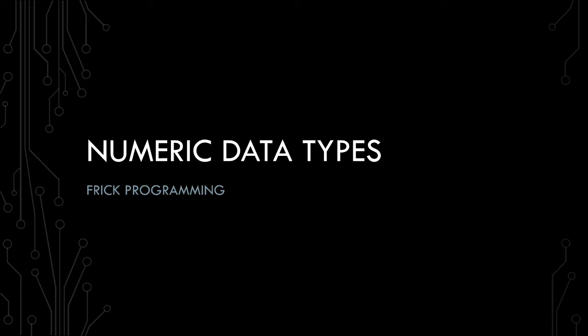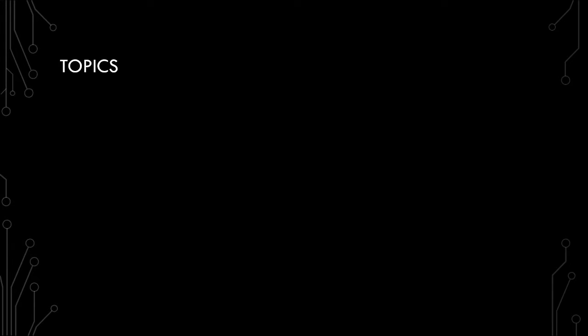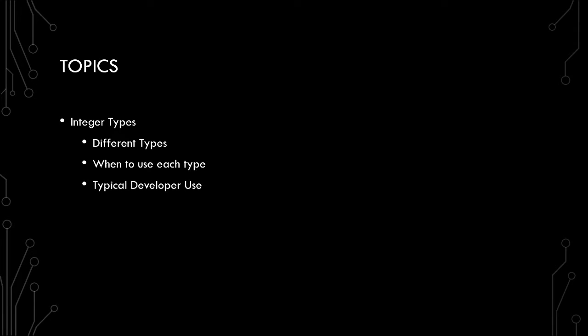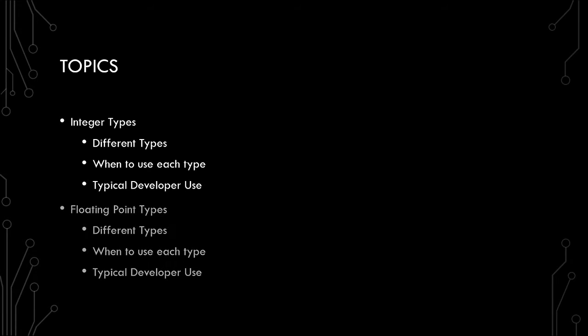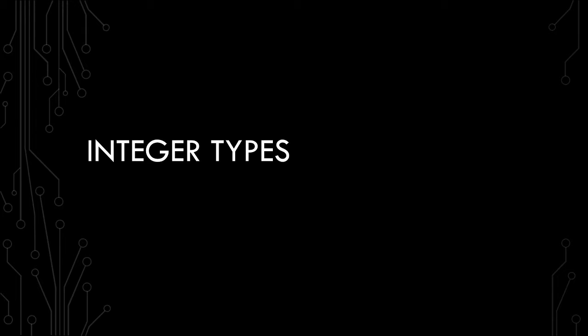quickly. So as we get into it, our topics for today are the integer types, what are the different types for the integer types, when to use each type, and what the typical developer uses. And we'll do the same for the floating point types. So we'll just get straight into it. First we're going to go over the integer types.